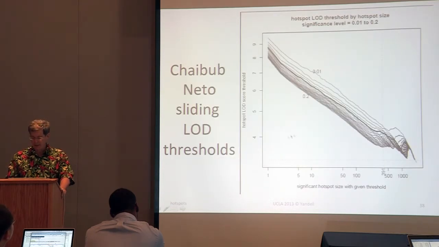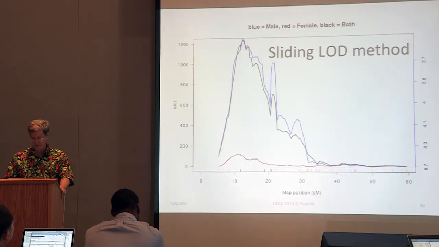But if we take the sliding scale, we're basically turning the axis around. Now we've got hotspot size on the lower axis here. And here's the one we had before, 391. But as we look at smaller hotspots, we allow for a larger threshold. And the largest threshold is about 8 or 9, so for a single trait, anything above 9 for any trait is going to be considered significant.